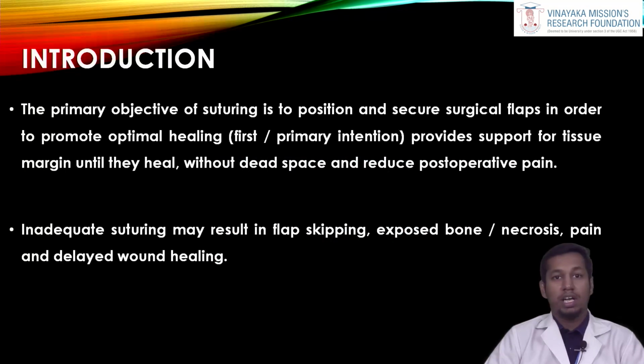Coming to the introduction. The primary objective of suturing is to position and secure the surgical flaps in order to promote optimal healing by primary or first intention, providing support for tissue margins until they heal, without dead space, and to reduce postoperative pain. Inadequate suturing may result in flap slipping, exposed bone, or necrosis, which can lead to pain and delayed wound healing, which we routinely see in patients. That is why suturing is really important.